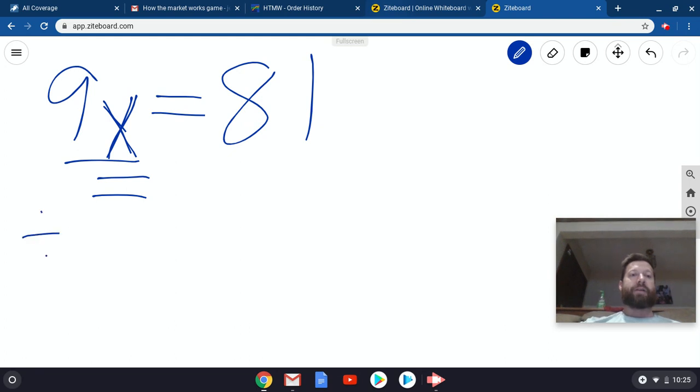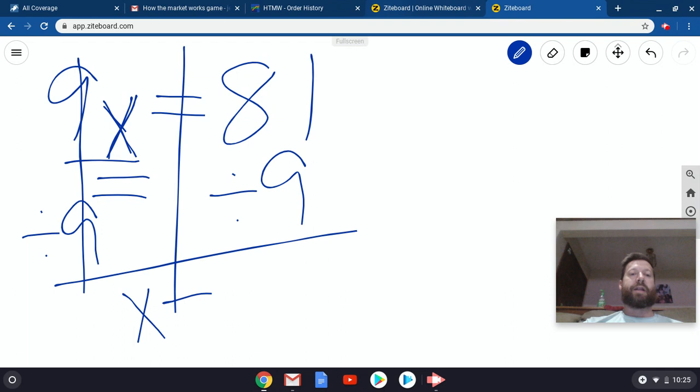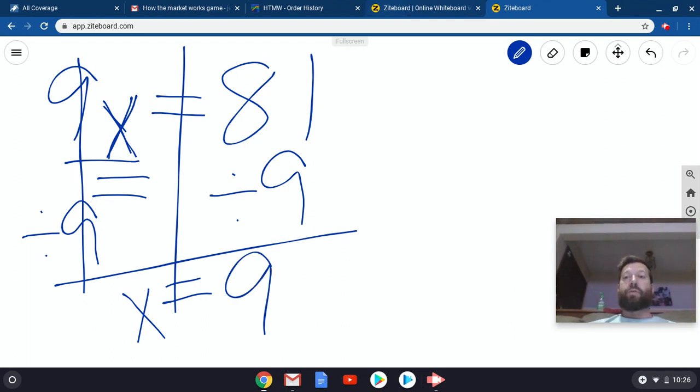We've done this quite a bit this year. So I'm going to divide by 9 right here and again over here. And when I do that, 9 divided by 9 cancels, which was what I wanted. I'm left with x right here, or 1x. 81 divided by 9 is 9, and I get x equals 9. So one-step equations are pretty simple. You just do one step to cancel out.